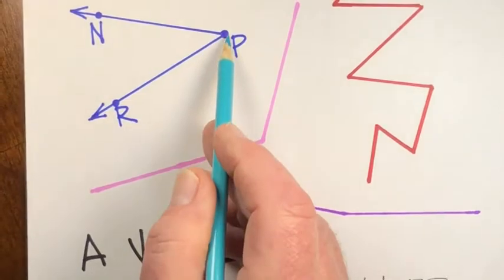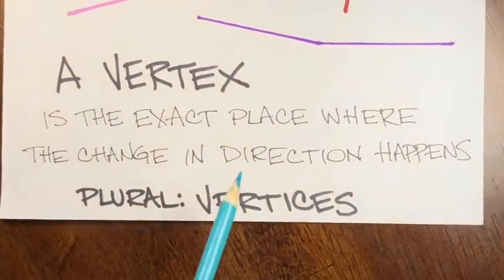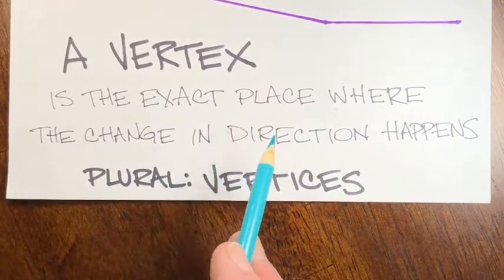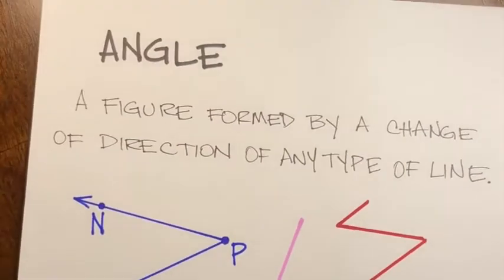This one here has one vertex here and one vertex here. So the vertex is the exact place where an angle changes direction. And the plural is vertices. So that was angle.